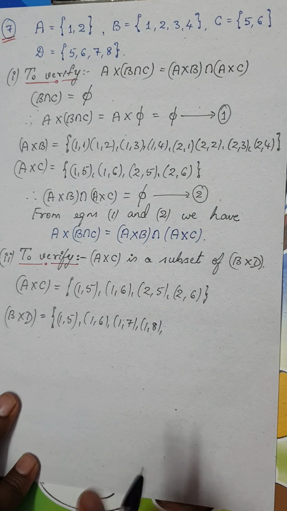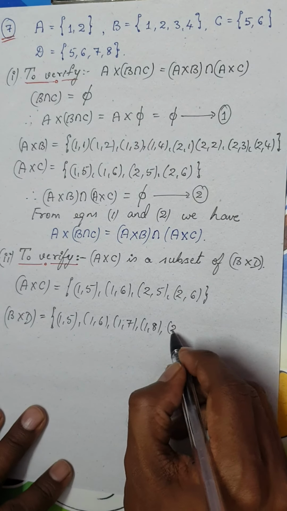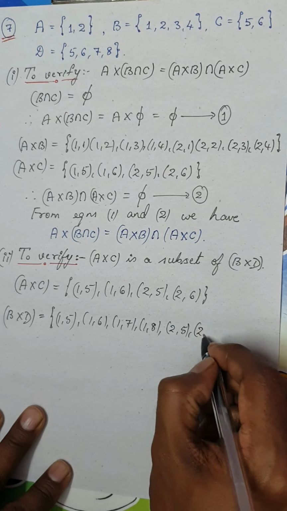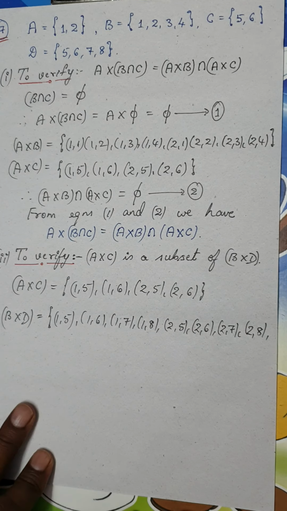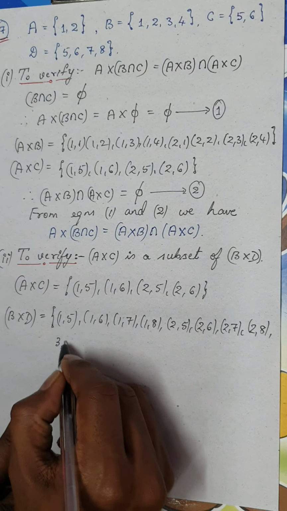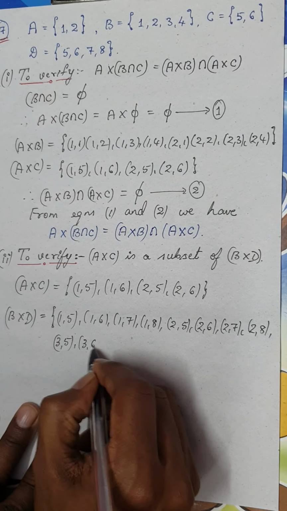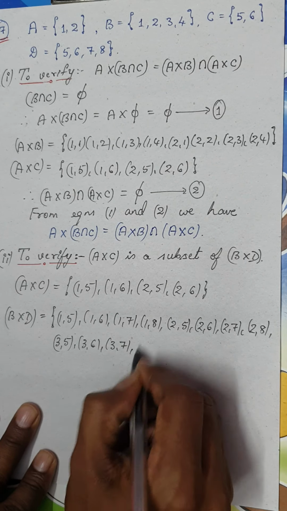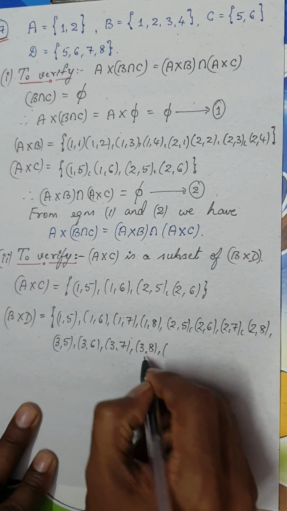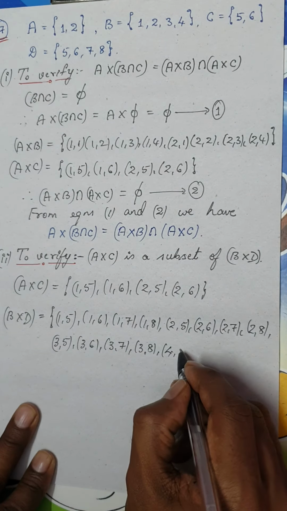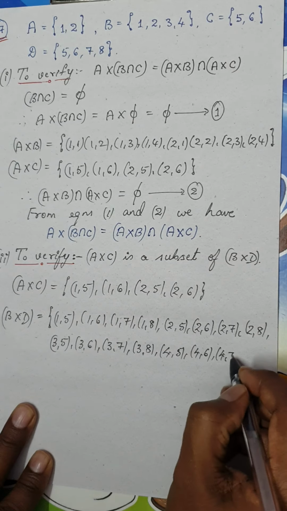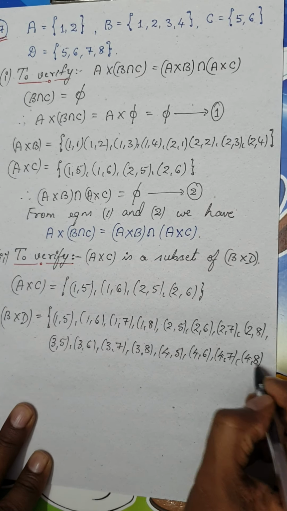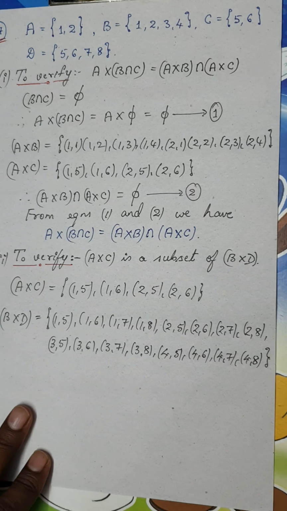Similarly the second element you have in B is 2, so you will get 2, 5, 2, 6, 2, 7, 2, 8. So the second element is done. Let's take element 3. This will be 3, 5, 3, 6, 3, 7, 3, 8. Similarly, the last element you have is 4: 4, 5, 4, 6, 4, 7, 4, 8. So this completes my B cross D.